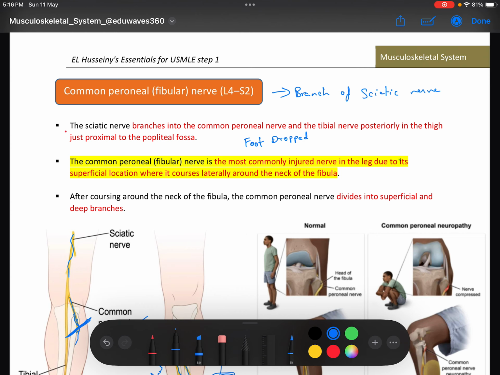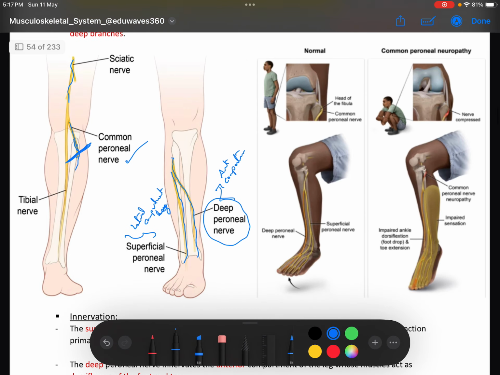Okay, if this foot dropped, you can use this mnemonic, PED. P means peroneal, E means eversion of the ankle, plus D means dorsiflexion of the ankle. Okay, so in motor innervation we can see the deep peroneal nerve.